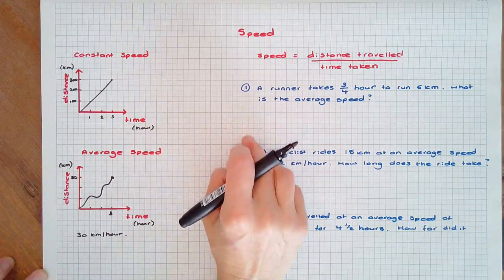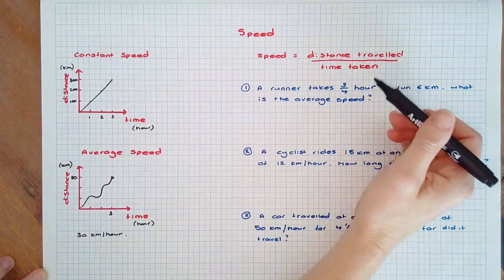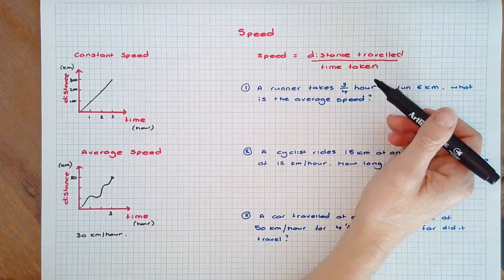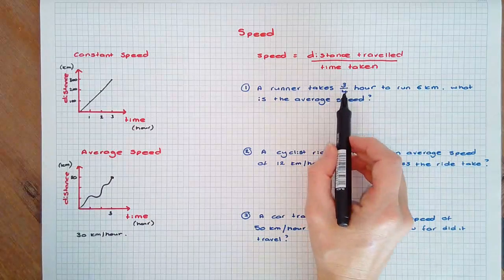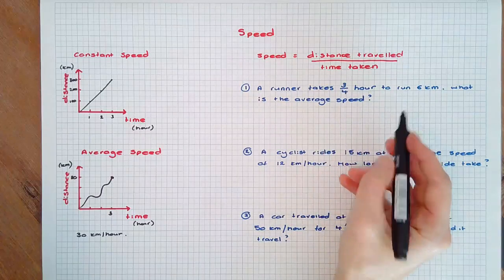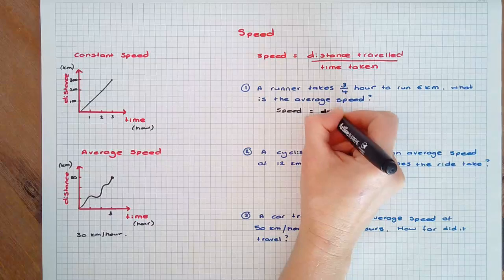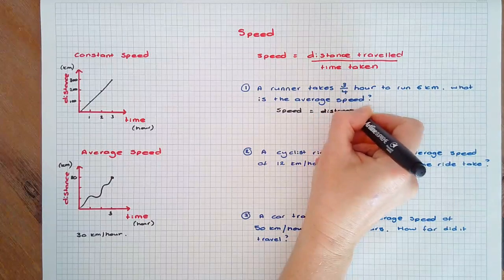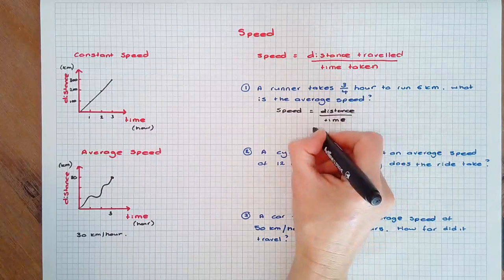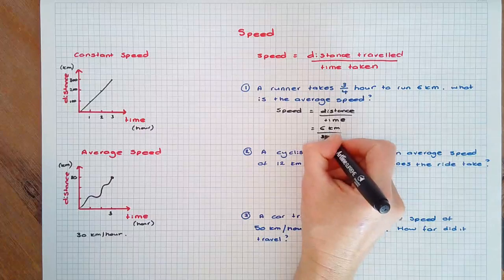The speed of an object is the distance travelled divided by the time the object takes to travel that distance. For example, a runner takes 3/4 of an hour to run 6 kilometres. What is the average speed? Speed equals distance divided by time. Here the distance is 6 kilometres and the time is 3/4 of an hour.